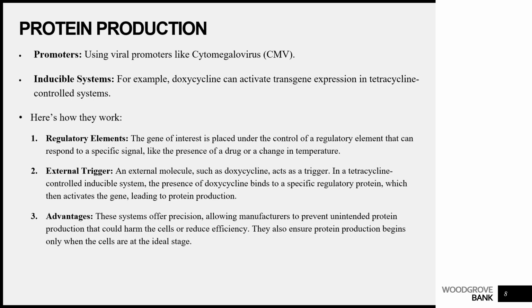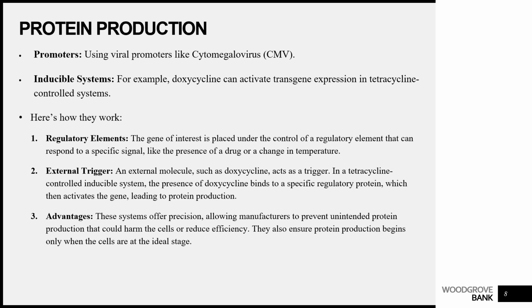So here's how it works. You have your regulatory element, that's the promoter, and there are some other things in the gene construct as well. The gene of interest is placed under the control of a regulatory element that can respond to specific signals, like the presence of a drug or a change in the temperature. External triggers. So doxycycline can act as a trigger. In tetracycline controlled inducible systems, doxycycline binds to a specific regulatory protein, which then activates the gene, leading to the protein production. So that's how it actually works in the cells.